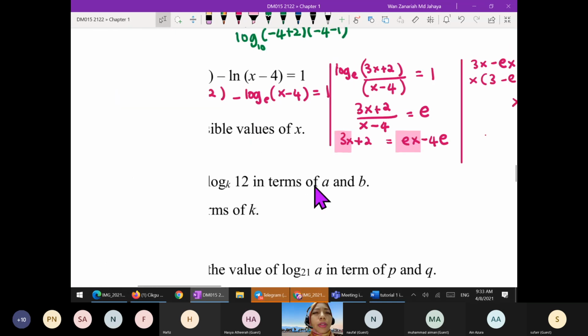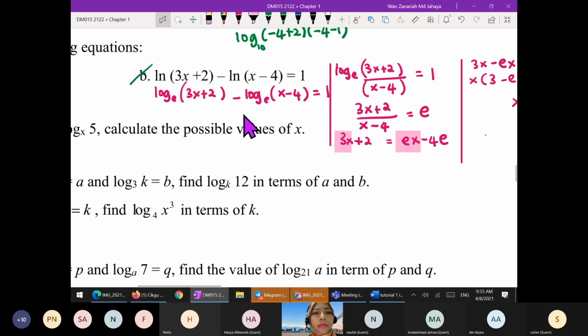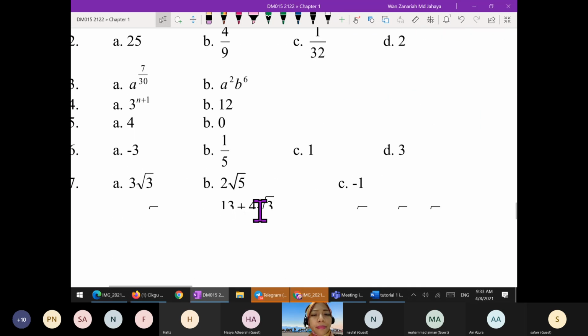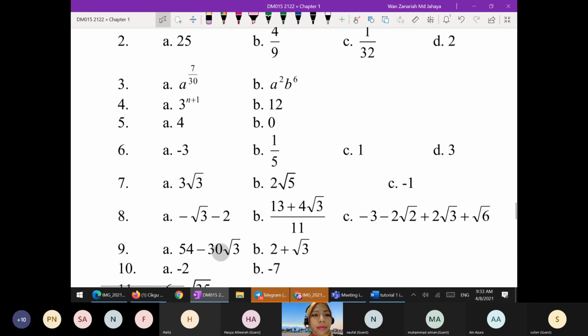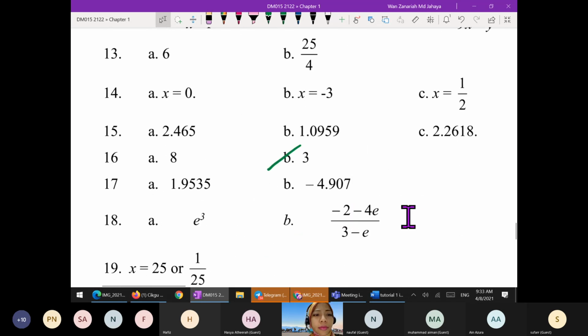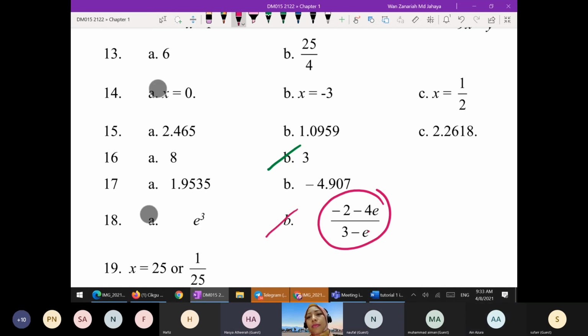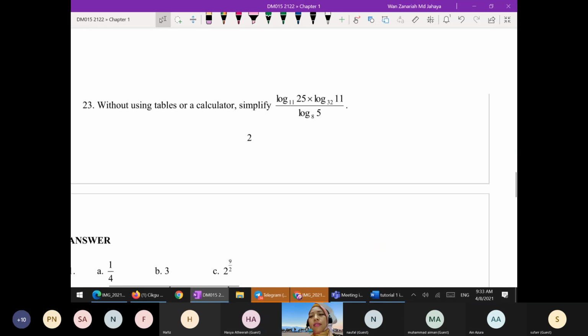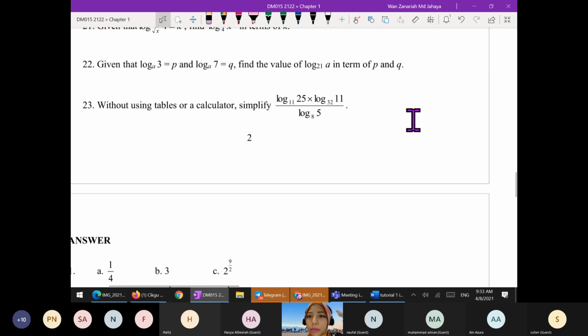Okay, nombor berapa ni? Number 18B. So sama ke tidak kesayangan semua? Sama ke tidak? Sama. Sama. Kenapa? So macam mana tu? Cikgu boleh buat ni.